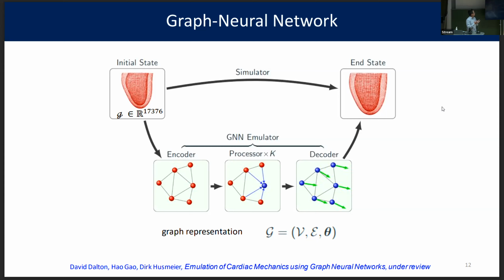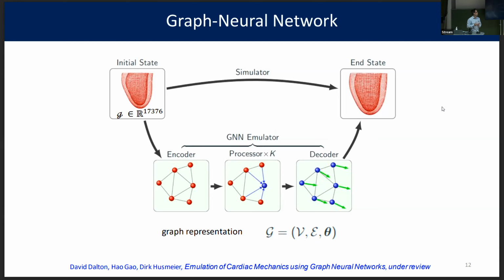For the graph neural network, you need to construct a graph representation, G, the capital G. Capital G has V, the nodes of the finite element mesh, which come from the finite element models, and E, the directional edges, and theta is the material parameters. The graph neural network uses 3 steps: encoder, processor, and decoder. In the encoder step, you encode features. Here we use 80 features for each node.